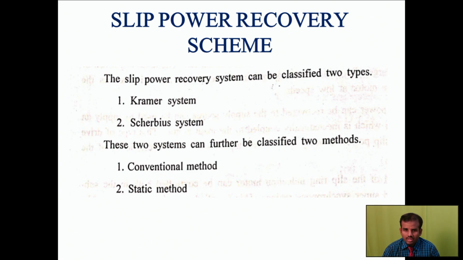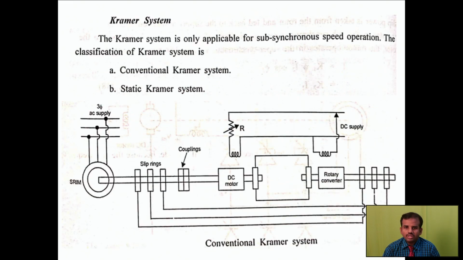So in these types, that is the conventional Kramer system and the static Kramer system, and the second one is the conventional Scherbius system, and the static Scherbius system. Okay. So these two systems can be classified into another two methods: one is conventional, the other one is static. Okay. This is the Kramer system.